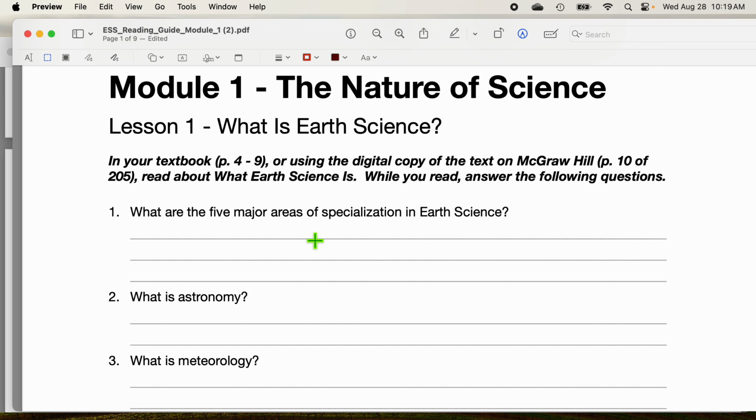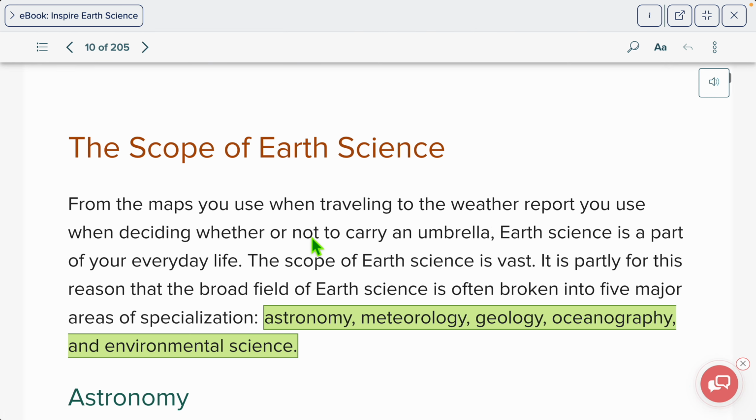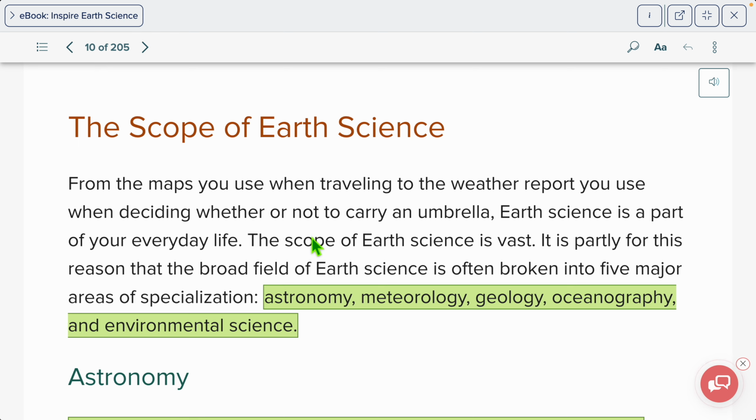So, number one, five major areas of specialization in earth science. That's what we're looking for first. So, scope of earth science.